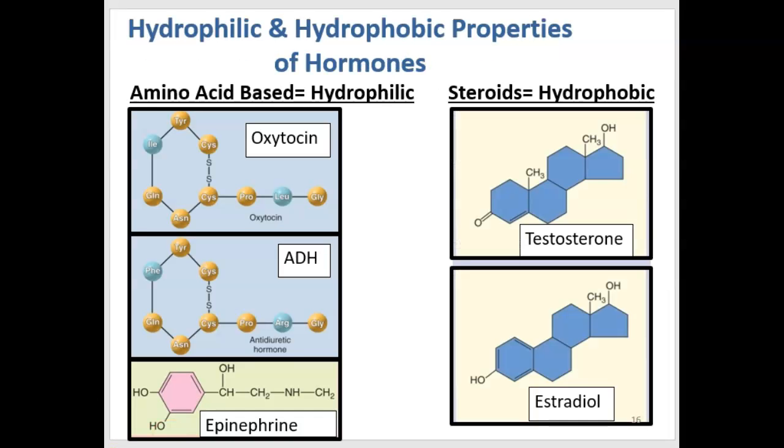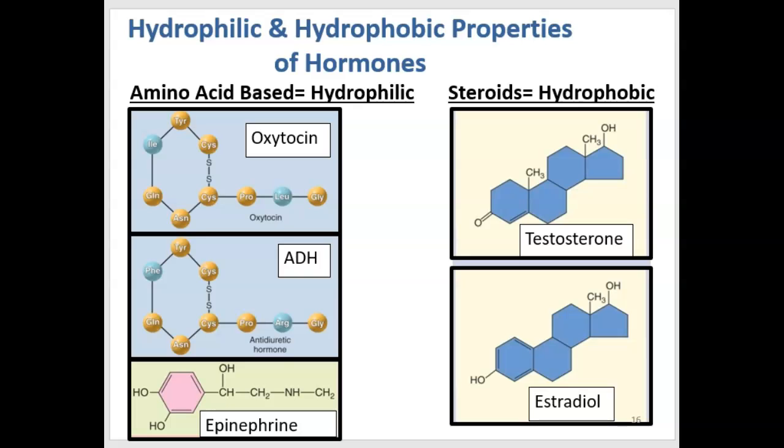Now the reason we study whether or not a hormone is amino acid based or steroid based is because they will then have different characteristics. An amino acid based hormone, for example, would be hydrophilic. Amino acids and water get along really well. Steroids are hydrophobic. They're lipid based, so steroids and water do not get along well.